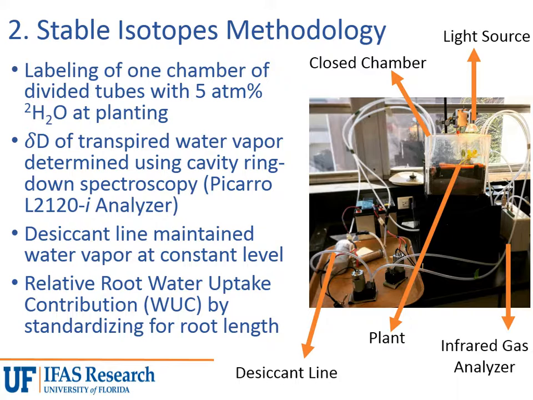That was airtight, so that allowed us to collect the transpired water vapor in that chamber and run it directly through a Picarro, which gave us an amount of deuterium enrichment in the transpired air using cavity ring-down spectroscopy. We also attached an infrared gas analyzer and a desiccant line to this closed chamber to keep the amount of water vapor in that chamber constant for each plant, to standardize for differences in transpiration that might have been occurring at the given time of the measurement because of differences in leaf size or plant size or light availability or anything like that.